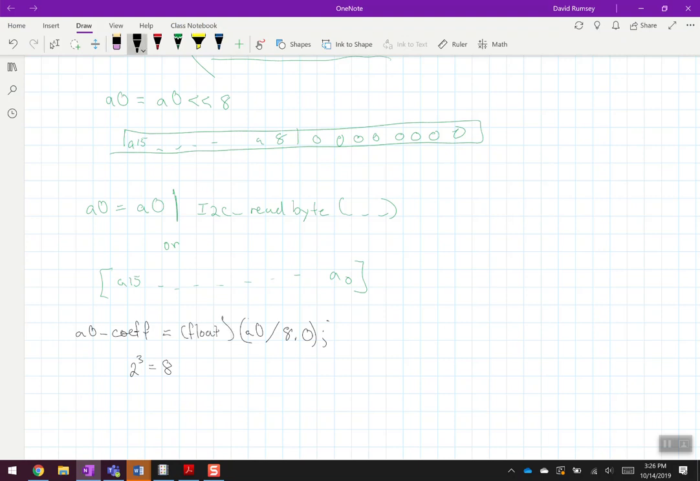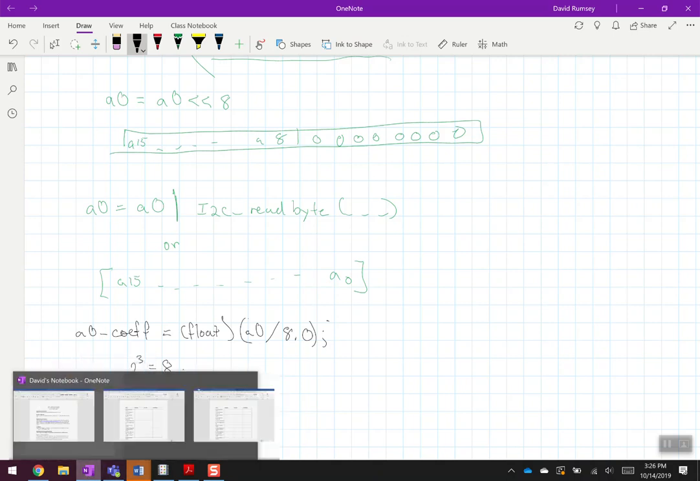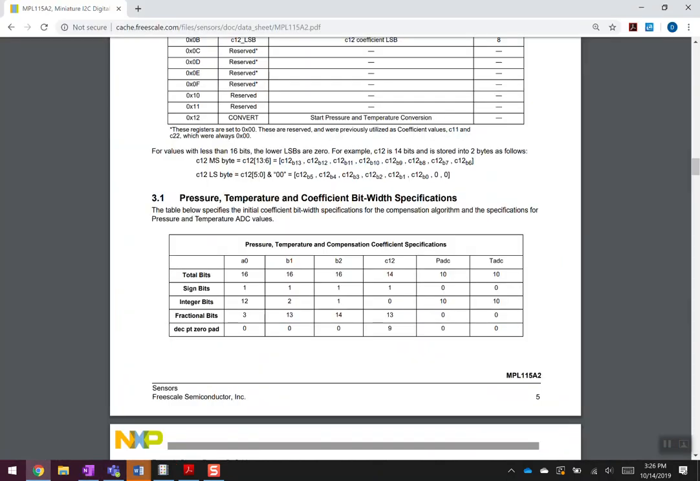I'm sorry about that. The reason you cast it as a float is that this is an integer here, and you want to make sure you're doing floating point division, so that's why you do 8.0. And 2 to the third is equal to 8, which is why we divide by 8, because it has 3 decimal points.